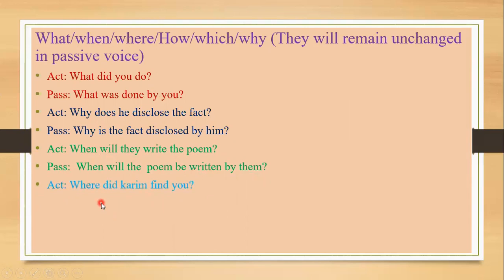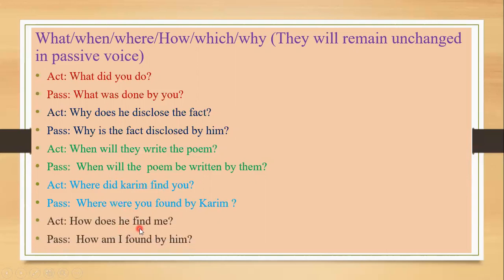Again, I have written an active sentence: where did Karim find you? The answer is where were you found by Karim. This sentence was also written in active voice in past tense, that's why where has been used. Another sentence: how does he find me? Present tense: how am I found by him?